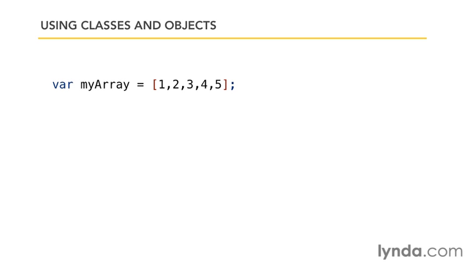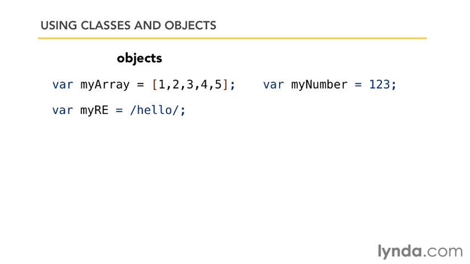See, in JavaScript, when you make an array variable, you've made an object. When you make a regular expression variable, you've made an object. These are both built-in objects in JavaScript. On the other hand, when you make a variable that's a number or a Boolean, these are not objects. These are what can be referred to as primitives. Primitives really just store a value. That's it.